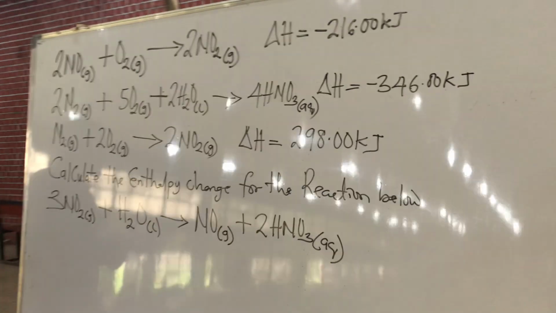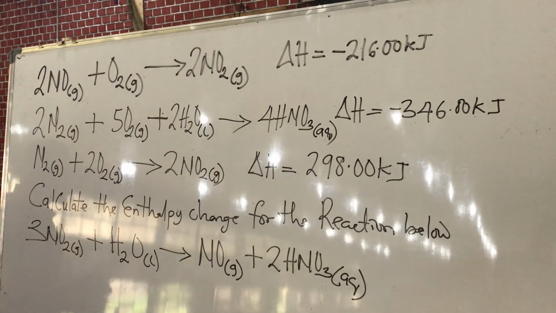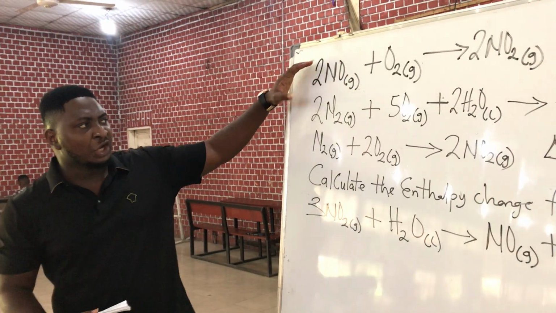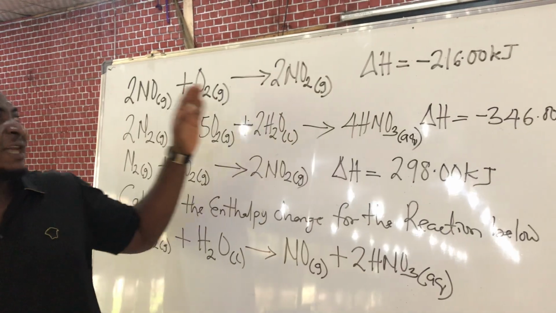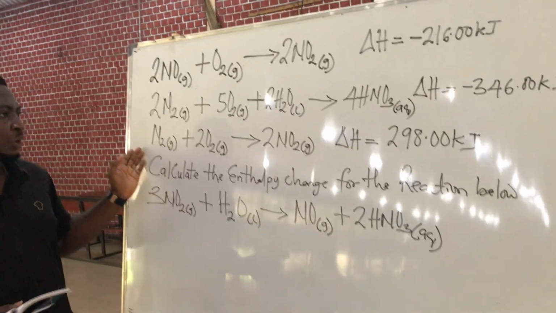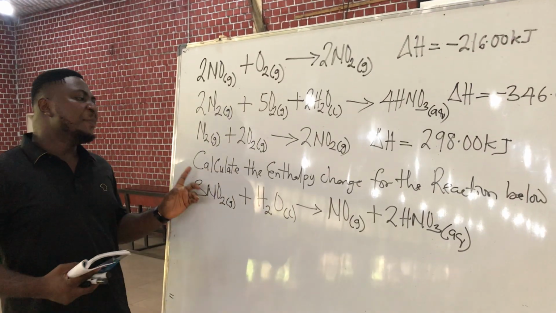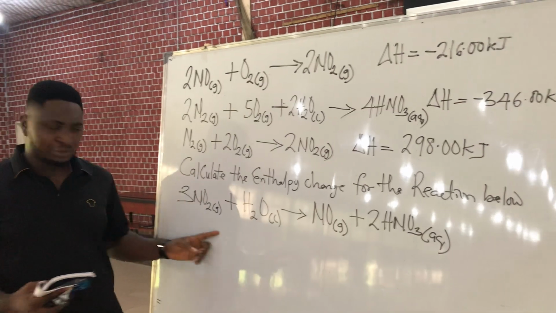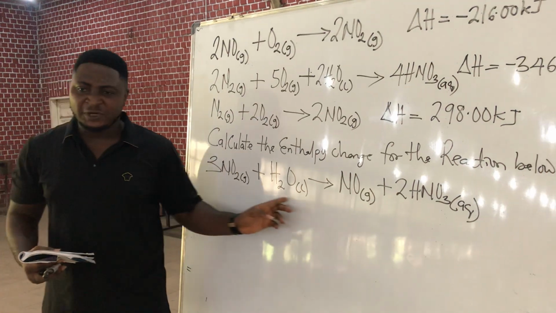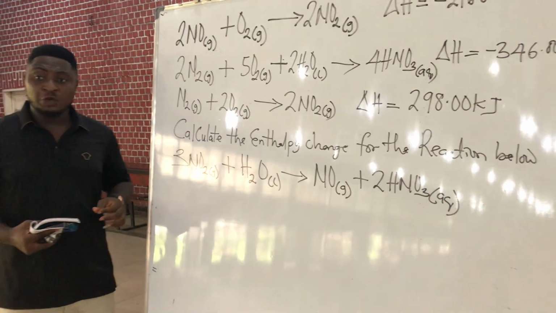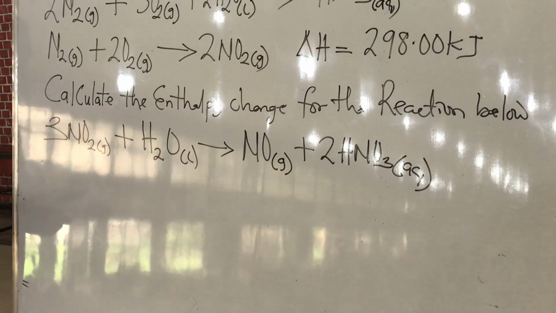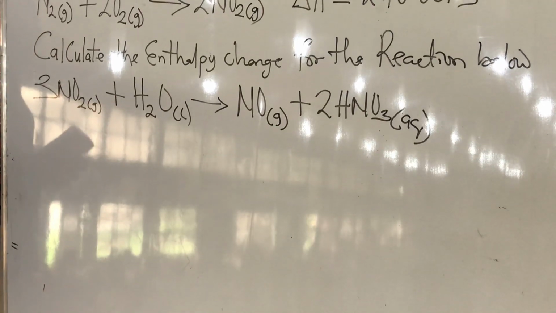Class, as usual, when given a question like this, you'll be given 3 equations and their enthalpy changes. You can see this equation and the enthalpy change, this equation and the enthalpy change, this equation and the enthalpy. You will then be asked to calculate the enthalpy change for another reaction. This one, we are not given the enthalpy change for. How do we get the enthalpy change for this particular reaction?